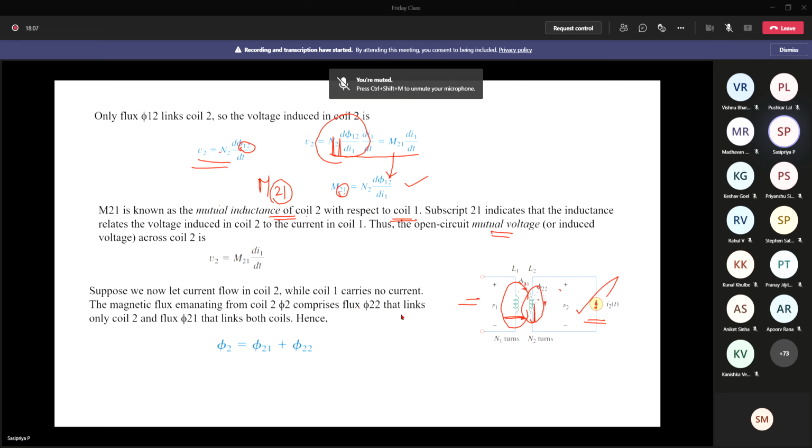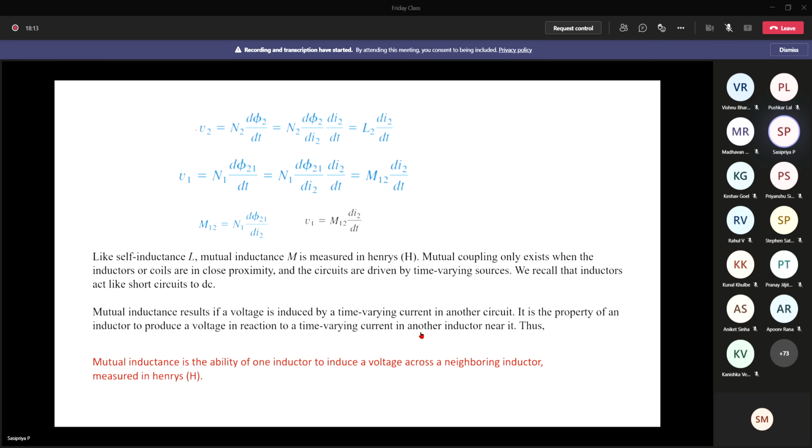So now these are the two flux components, phi 21 and phi 22. As usual, we can write the voltage induced in coil 2 as N into d phi by dt. Here again the flux is due to the change in current, so this can be written as L2 into di2 by dt. What is L2 here? L2 is nothing but the self-inductance of coil 2.